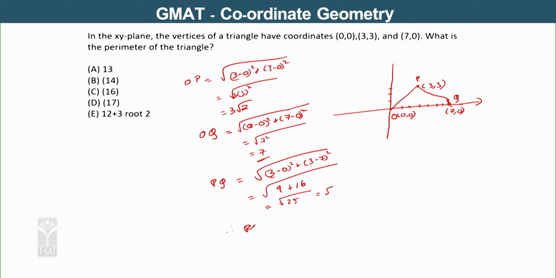Therefore, perimeter is equal to OP plus OQ plus PQ, which is equal to 3 root 2 plus 7 plus 5, which is equal to 12 plus 3 root 2, which is answer option E. Our answer is option E.